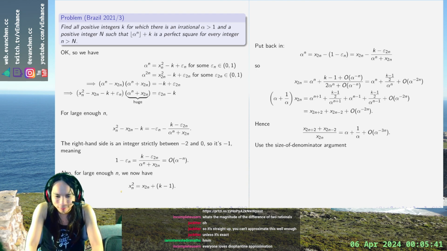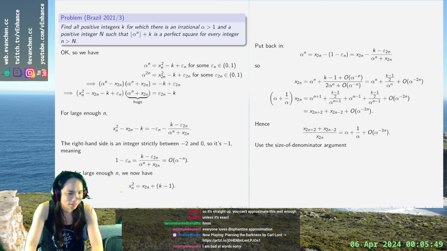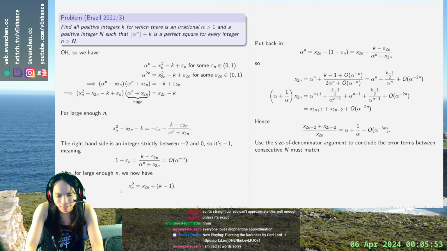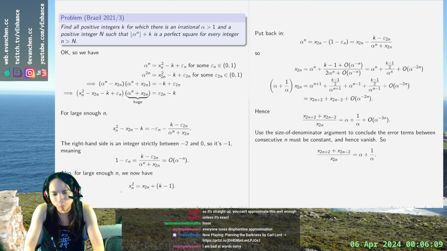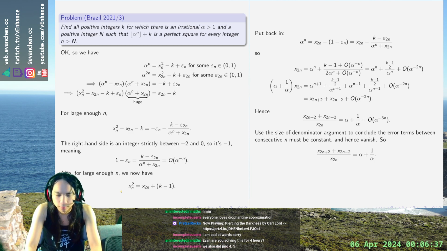Anyways. So I have to conclude the error terms between consecutive ones match, and hence vanish. So okay. What the hell? Okay, and now because it's an integer sequence, bona fide linear recurrence, and we have exact equalities. x of 2n equals alpha to the n plus alpha to the minus n.